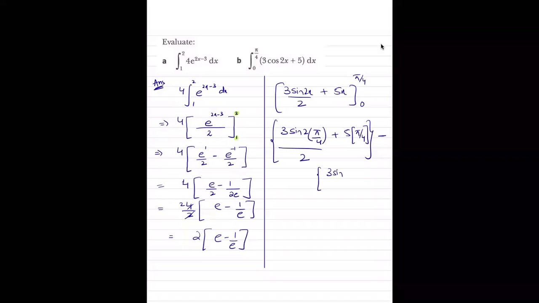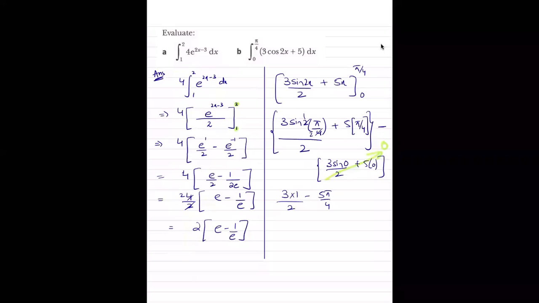It's going to be 3 sine 0 upon 2 plus 5 times 0. Sine 0 is 0, so everything is going to be 0. 2 times 1, 2 times 2. Sine pi upon 2 is 1, minus 5 pi by 4. So as an exact answer, you should get 6 plus 5 pi upon 4.